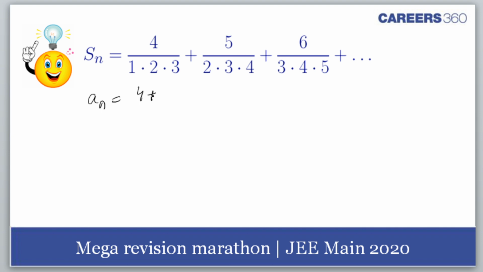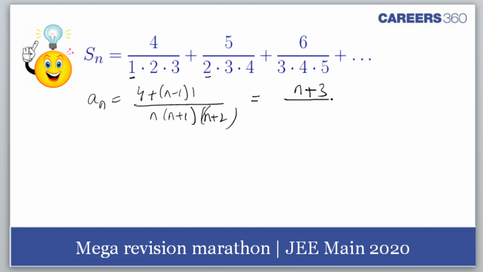This would be first term 4 plus n minus 1 d is 1 upon n into n plus 1 into n plus 2. Am I right? This would go 1, 2, 3. This would be n. What is this? So what is the nth term? I get n plus 3. है ना? And here I have n into n plus 1 into n plus 2. Am I right? Okay.